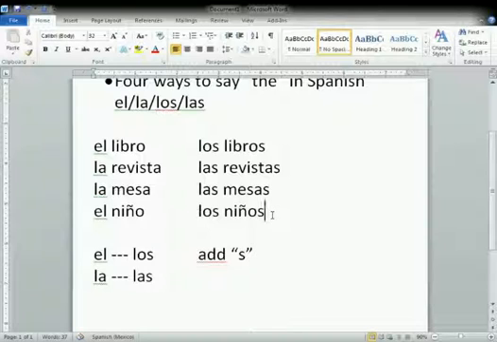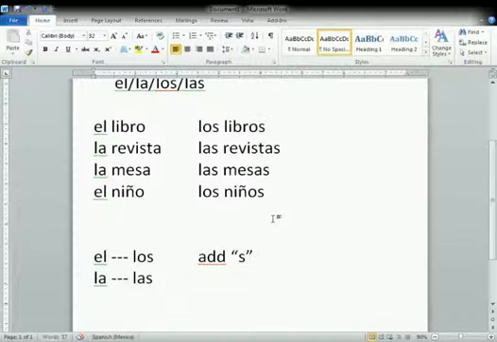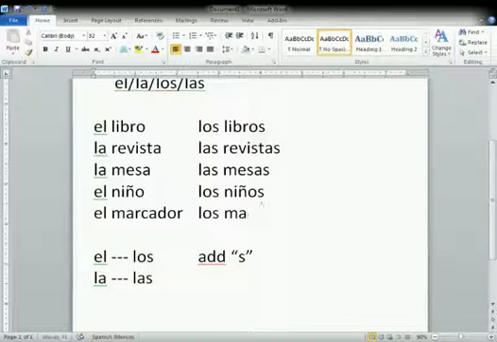If it ended there, it'd be even that much simpler, but there's a few things that we haven't gone over. For example, el marcador, marker. Let's look at our rules so far. What would we do? El becomes los. Right? We made the plural. Marcador. What did we learn here? Add an S. That's what our rules say there, our 3rd rule. However, in this one, we're going to add an ES.